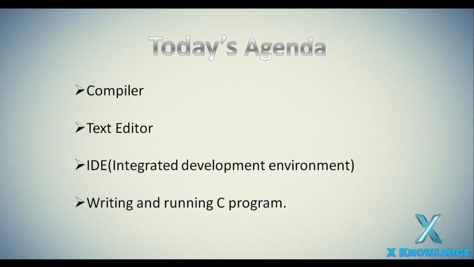So we have discussed the compiler, which converts your source file into machine level language so that the computer can understand it. We have also discussed the text editor, which is a place where we write down our program, and the IDE, which is the combination of both compiler and text editor. And at the last, we have also written a C program, learned how to save that file, and learned to compile that program to get the output.